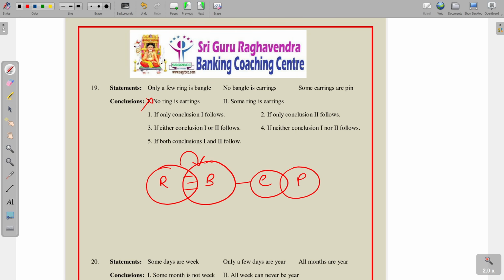And next. Some ring is earring. So ring here and earring here. So see, this one is also not correct, but both are complementary pairs. Some and no is following. Both are complementary pairs. Either conclusion 1 or 2 follows.